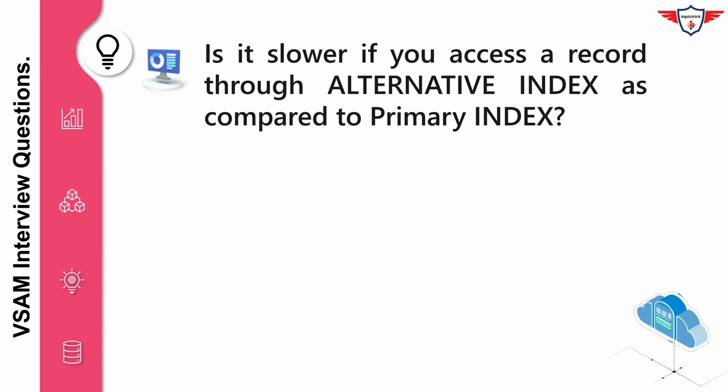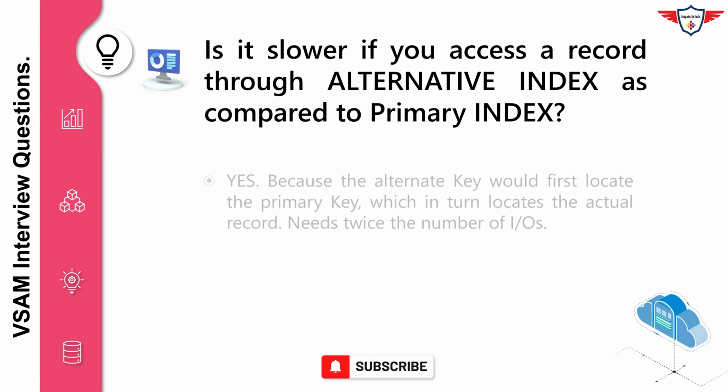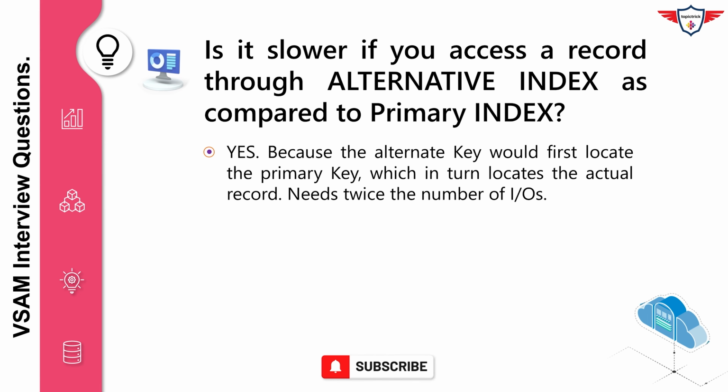Is it slower if you access a record through an alternate index as compared to the primary index? Yes. Because the alternate key would first locate the primary key, which in turn locates the actual record. It needs twice the number of IOs.